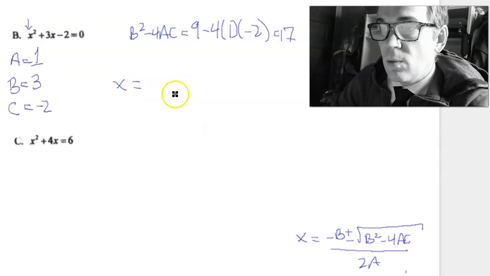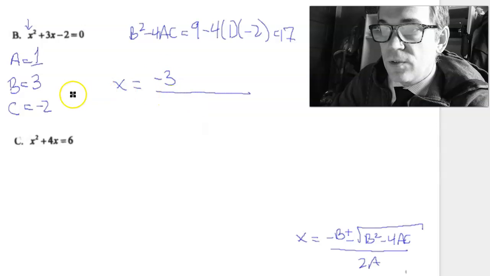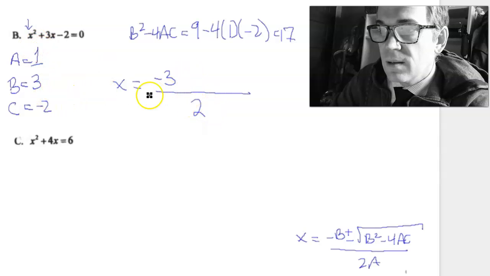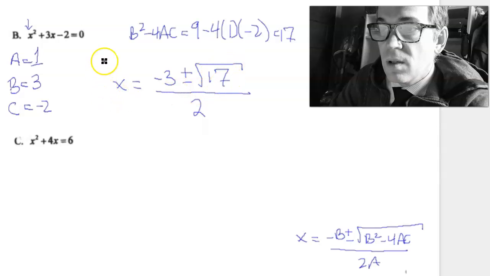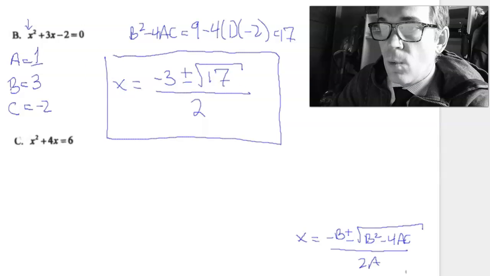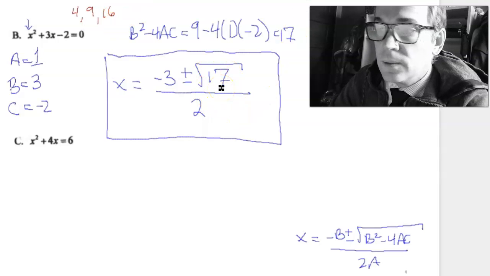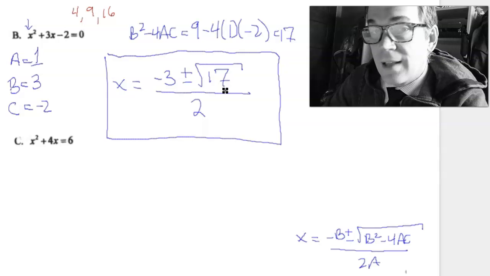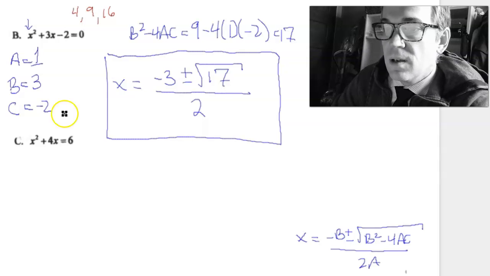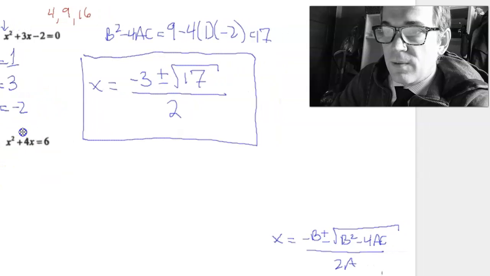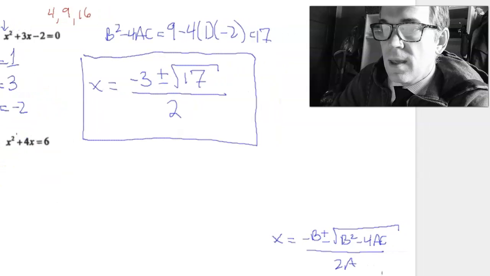X is going to equal then the opposite of b all over 2 times a, plus or minus the square root of that number I just figured out. I'm pretty sure this is my answer. The one thing I do want to double check is I want to think about these perfect squares and see if any of them go into 17 evenly, because maybe I can simplify that square root symbol. But none of them do, so that's my best answer. That's an exact answer.